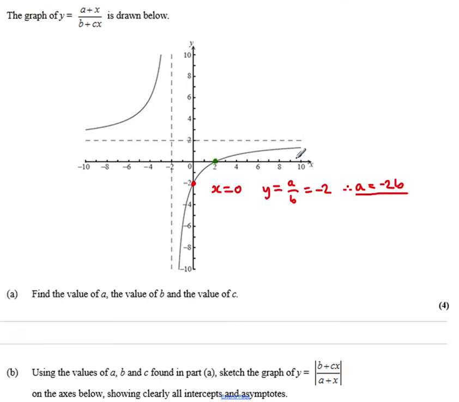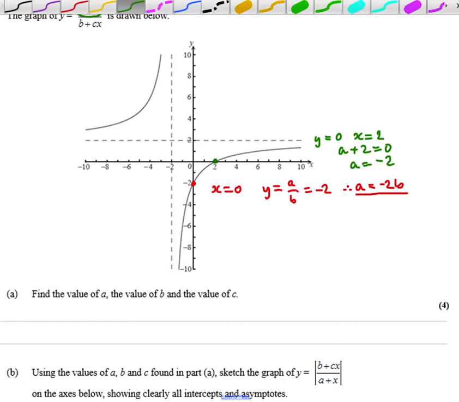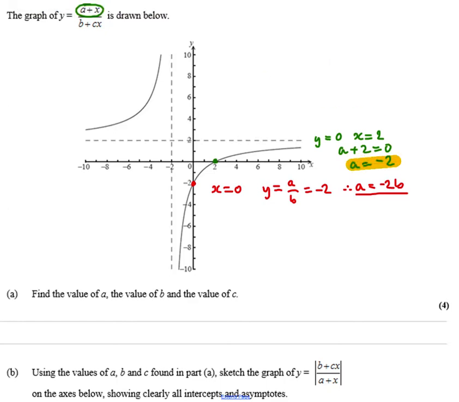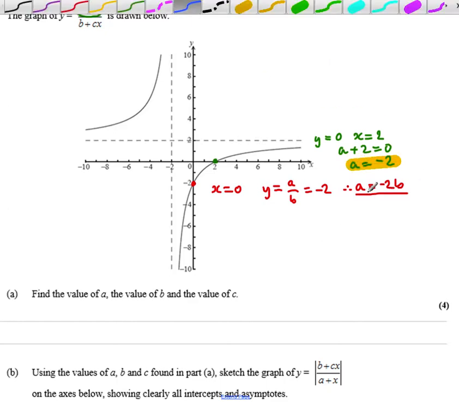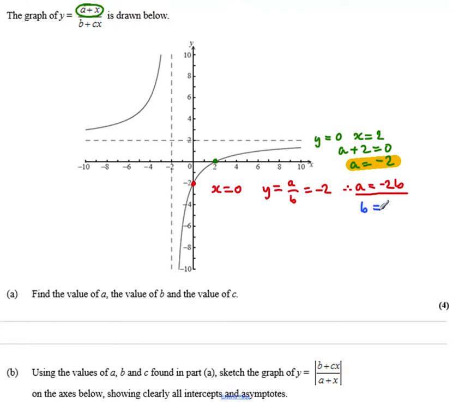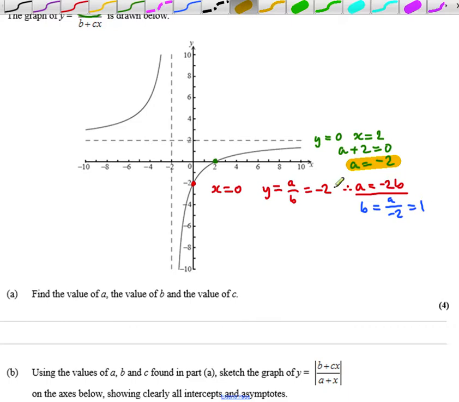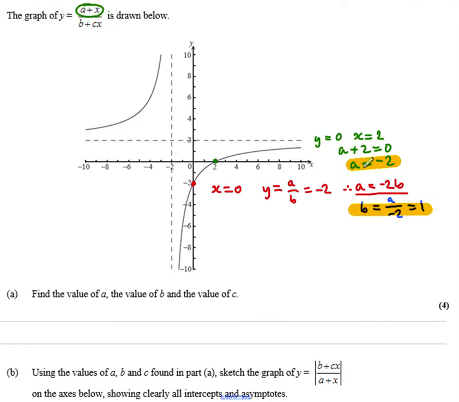This thing is when y equals 0 and x is equal to 2. Now, if y is equal to 0, the top is equal to 0, which means a plus 2 equals 0, which means a is minus 2. And straight away you can see that if we've got that a is equal to minus 2, we can go back to this guy, and that tells us what b is. b is a over minus 2, which is 1. So, very nice. We've now got 2 of the equations.